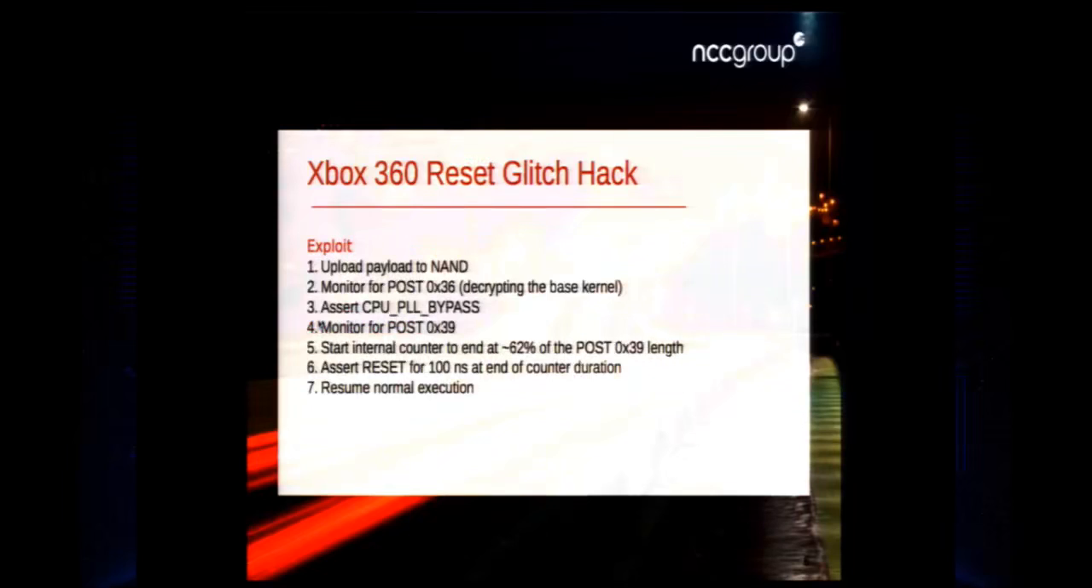So pretty much the steps to doing a reset glitch attack are as follows. One, you upload the payload to the NAND using a JTAG interface. Then you monitor for a post signal using your FPGA to indicate when it's doing the decryption of the base kernel. Then from here, we assert the CPU PLL bypass, so we're able to catch when the hash comparison is happening.